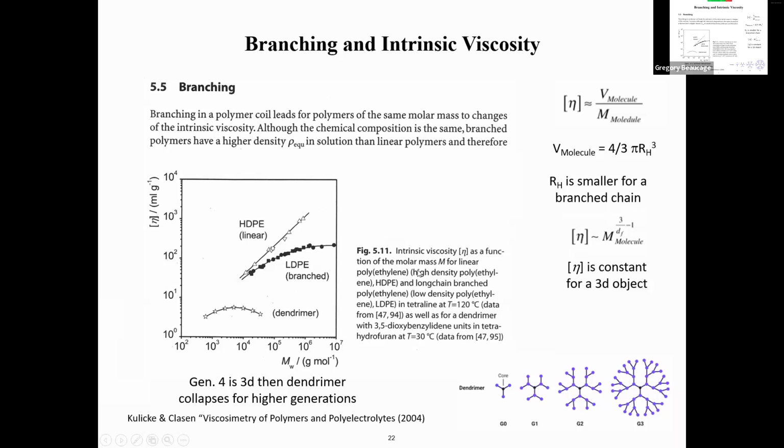So this thing is kind of funny, what they describe here, because high density polyethylene is usually described as long chain branching.